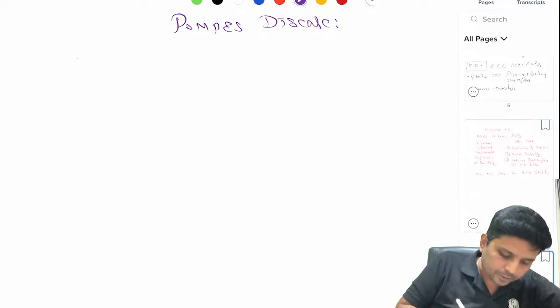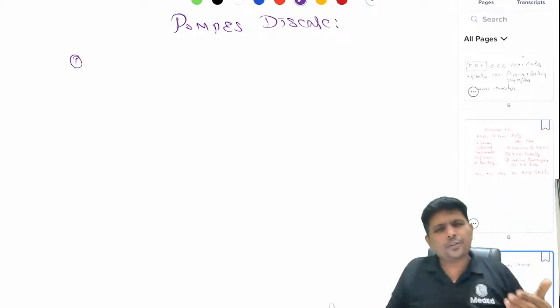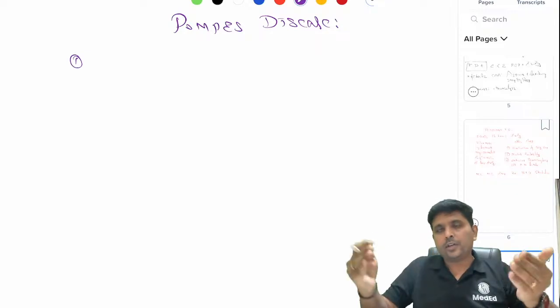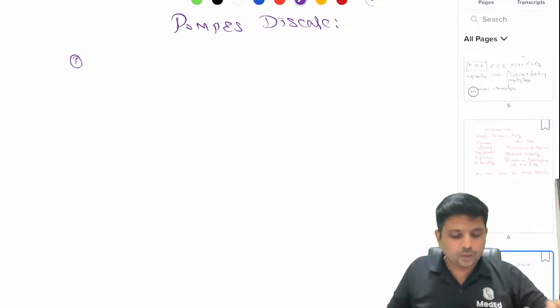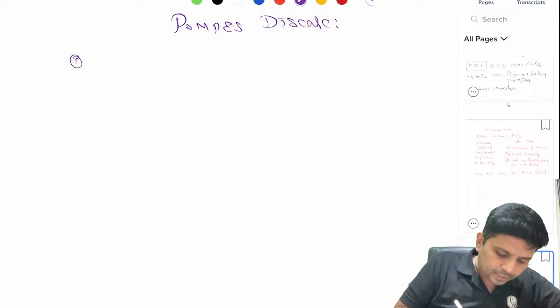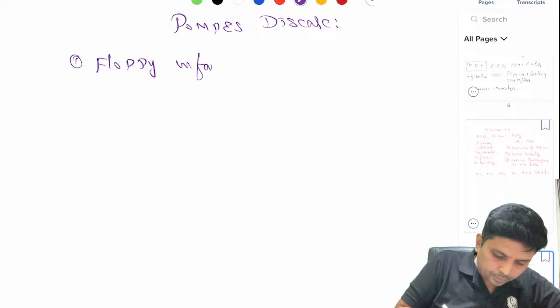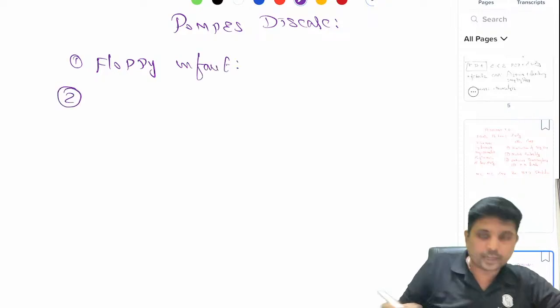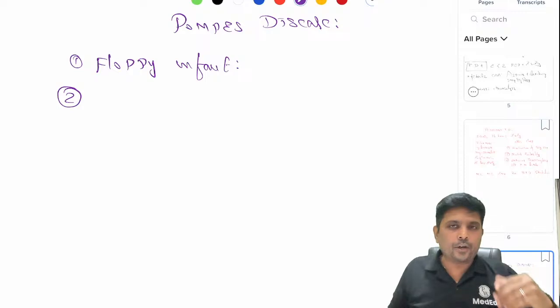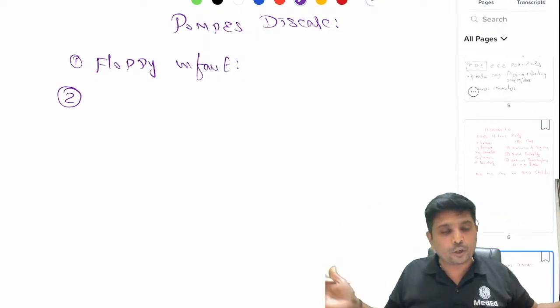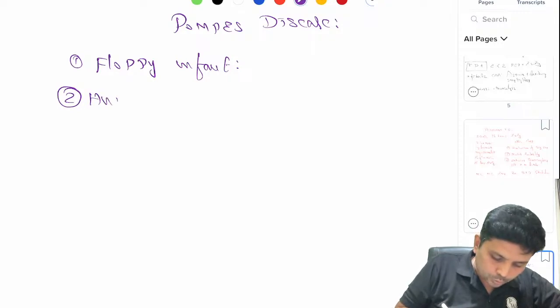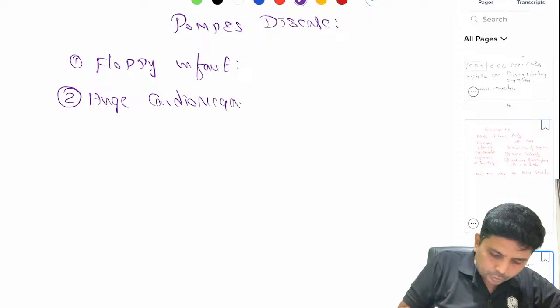So what is Pompe's disease? You need to read it in such a way that you know how the case is going to come clinically. The presentation will be a floppy infant. Second, you have a huge cardiomegaly, like what we saw in Ebstein's anomaly, very huge cardiomegaly, wall to wall heart.